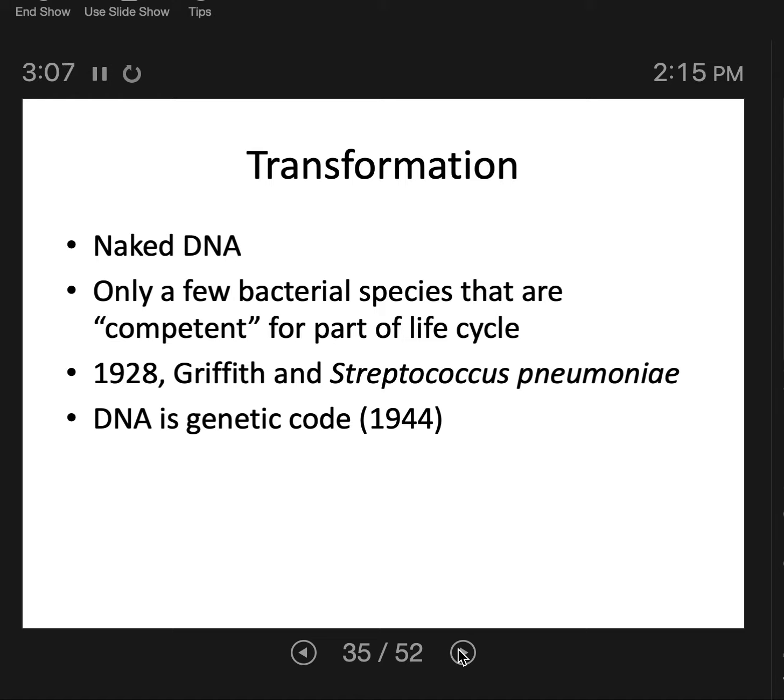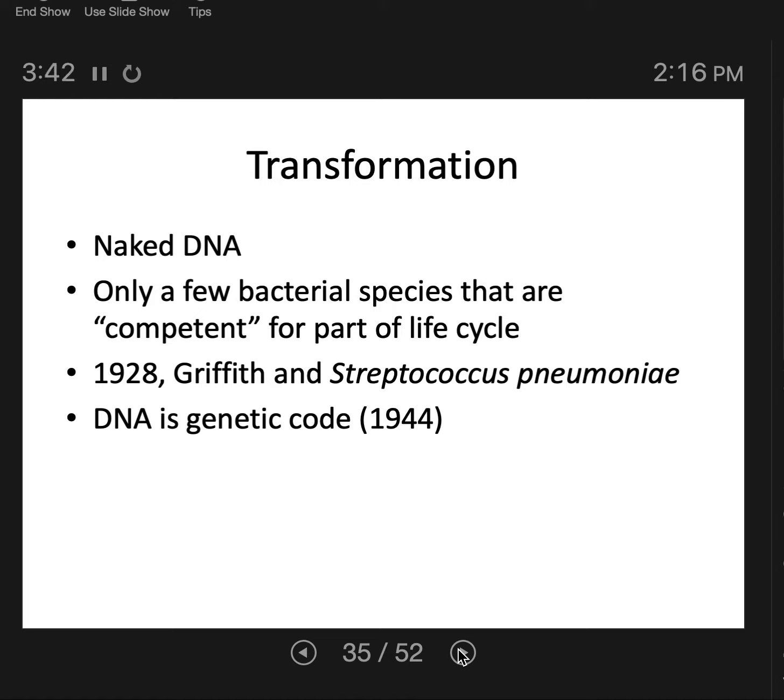And it doesn't even have to be the same species of bacteria, because unless you're growing them in a petri dish, bacteria don't live in isolated cultures. Bacteria live in colonies of many, many different species. So bacteria can trade DNA in this way. Now, only a few bacterial species that are competent for part of their life cycle can perform transformation. So not all bacteria can pick up DNA from their environment, but they can pick up DNA from any other bacteria and incorporate it into their genome.